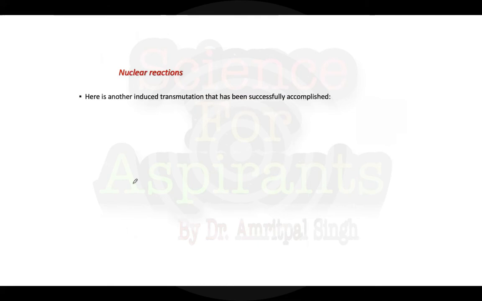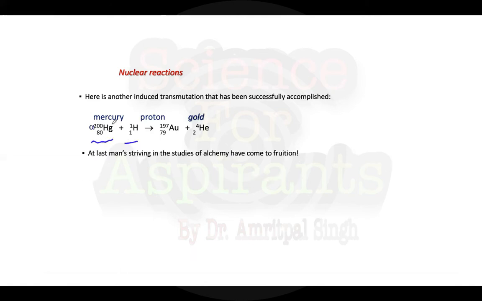Here is another induced transmutation example that has been successfully accomplished. You can see that we can bombard protons onto mercury atoms, and from that we can generate or form gold atoms, along with a helium nucleus. This is the famous achievement of humans, as man strives to generate as much gold as possible from artificial transmutation.